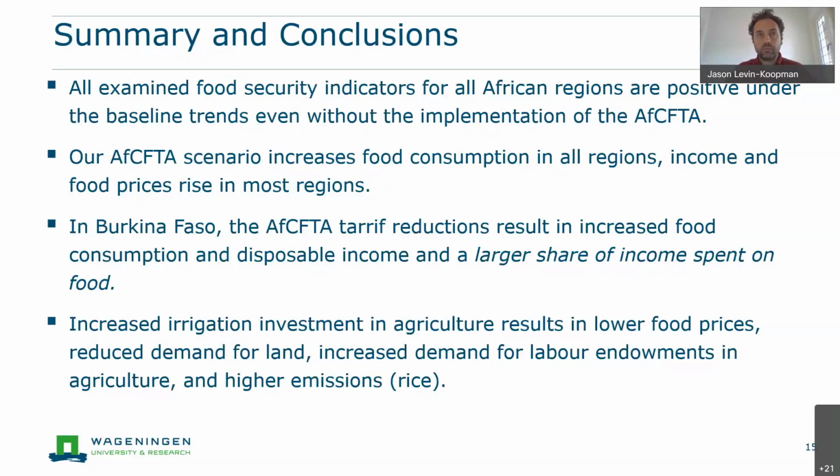And these interactions are important in designing policies that would go alongside of the AfCFTA. Thank you very much.